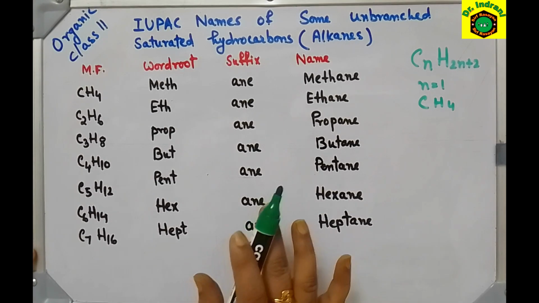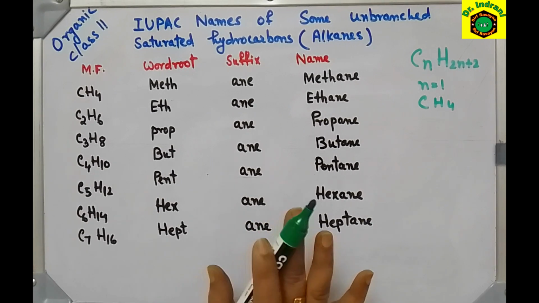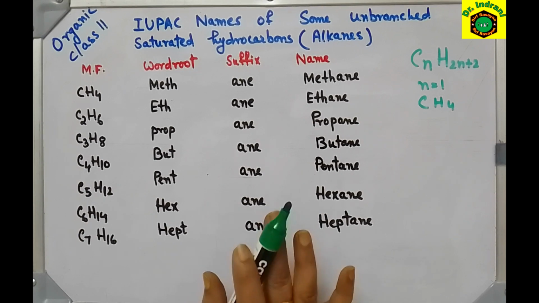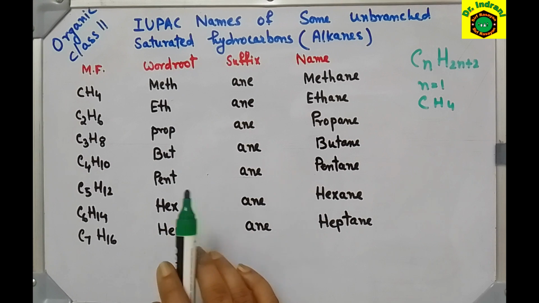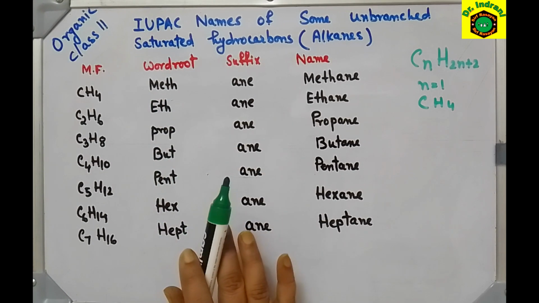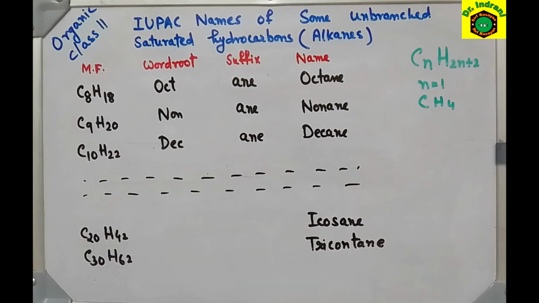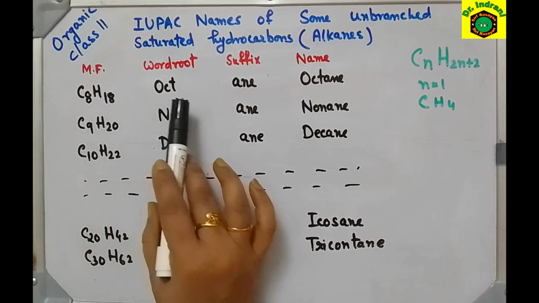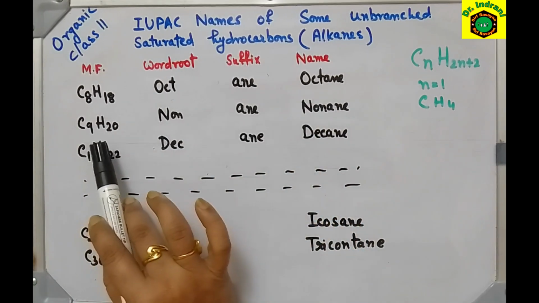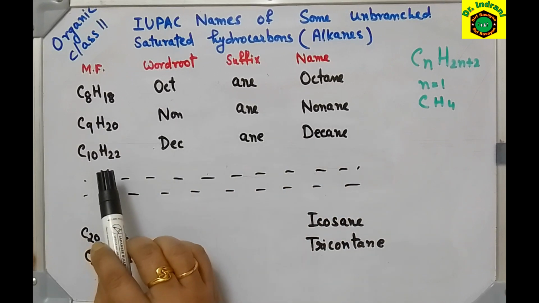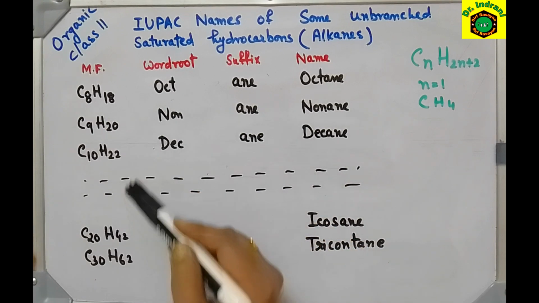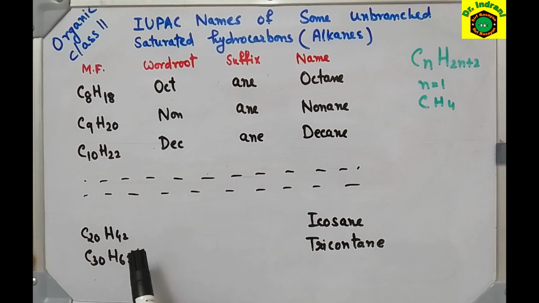Now please note, the word root indicates the number of carbon atoms present in the parent chain, principal chain or main chain. But for chains having up to 4 carbon atoms, special word roots are used, which are related to their trivial or common names. For 8 carbon atoms, word root oct, suffix ane, so octane. For 9 carbon atoms, non plus ane, nonane. For 10 carbon atoms, dec plus ane, decane. Similarly, it will go on. If an alkane has 20 carbon atoms, it is called icosane. And if it has 30 carbon atoms, it is called triacontane. So you mostly need up to 10 carbon atoms.